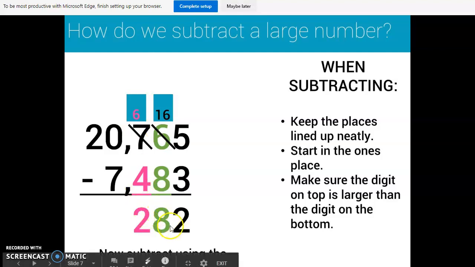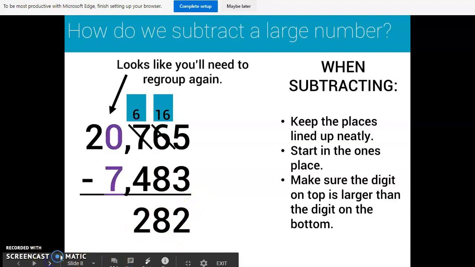So make sure that we are up to this point. Make sure that your digits are still neatly lined up. You can understand what you're writing. Next step, thousands place. Now look again. Your 7 cannot be taken away from 0, so we have to regroup and borrow.